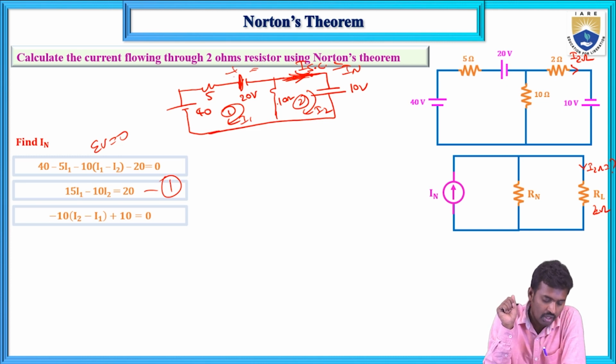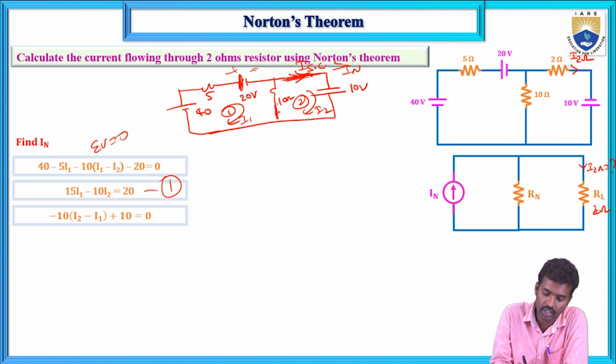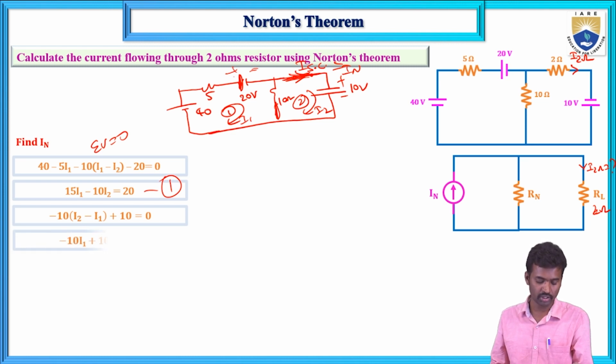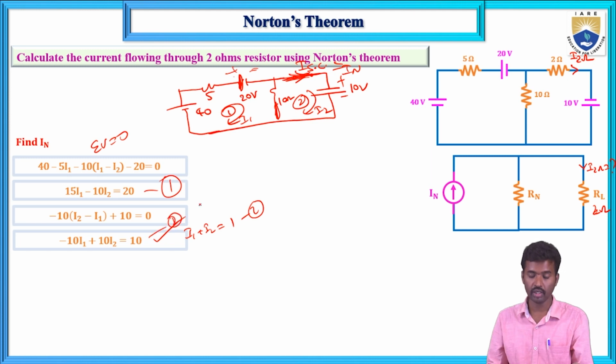Now minus 10 (I2 minus I1), same thing here, I2 minus I1, plus 0 plus 10 equals 0, because current is flowing from minus to plus, that is plus 10. Now the simplified equation: minus 10 I1 plus 10 I2 equals 10 volts. So now you can write I1 plus I2 equals 1. Now this is equation number 1, and equations 1 and 2 are the same, so you can take any one.